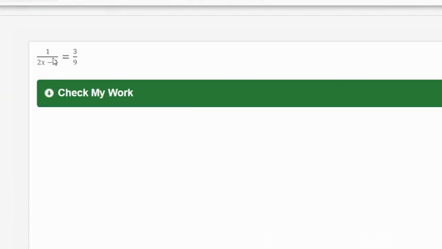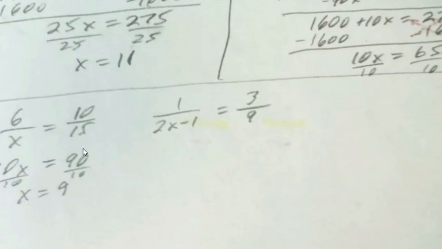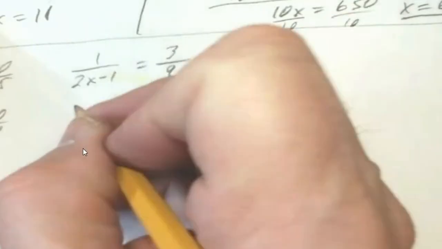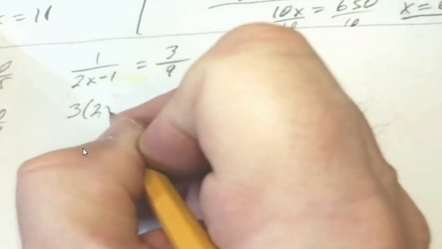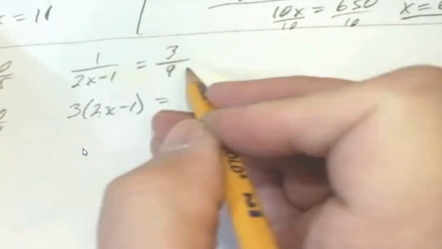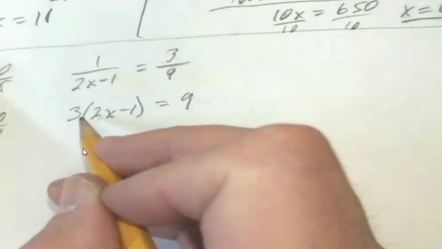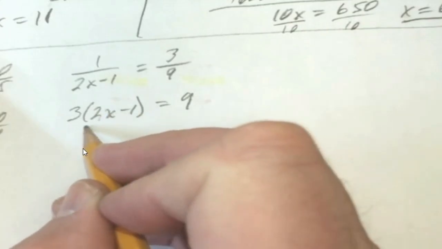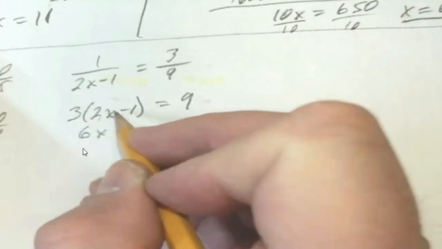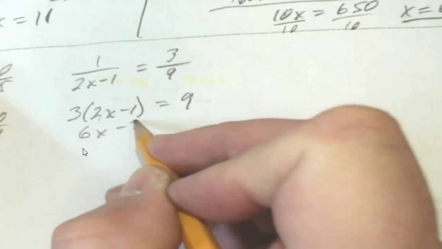1 over 2x minus 1 equals 3 over 9. That's not bad because there's just a 1. So when you cross multiply, I'll cross multiply this first. 3 times 2x minus 1 equals 1 times 9. 3 times 2x is 6x. 3 times negative 1 is negative 3.